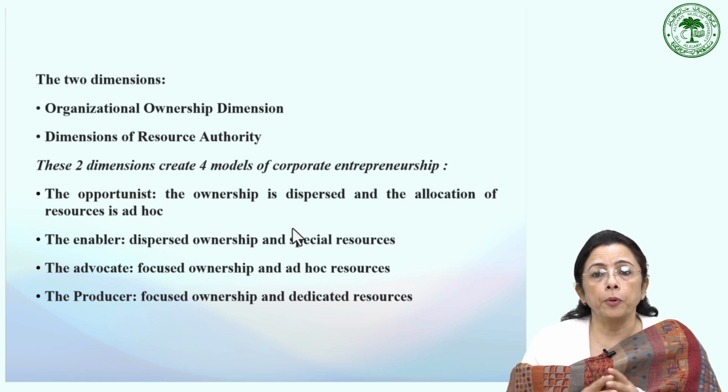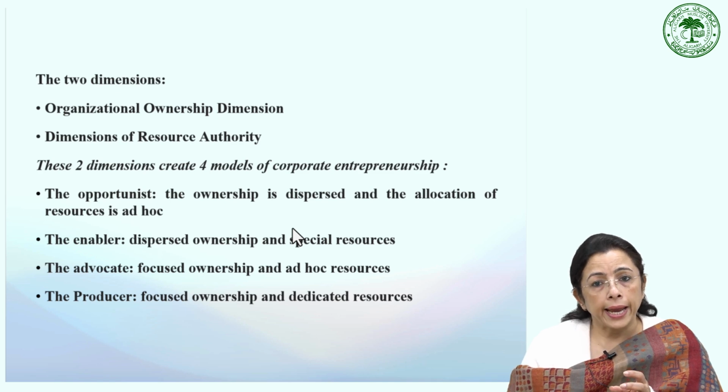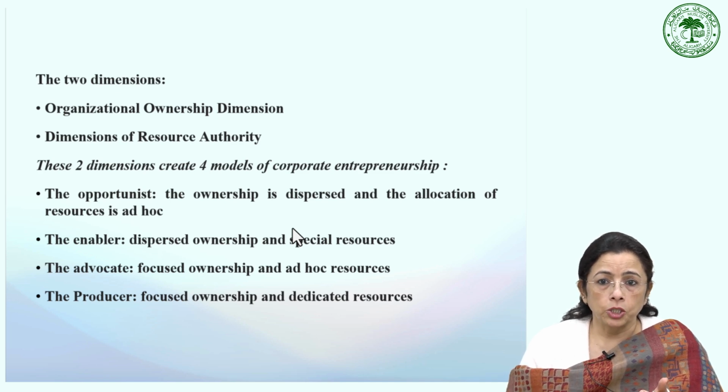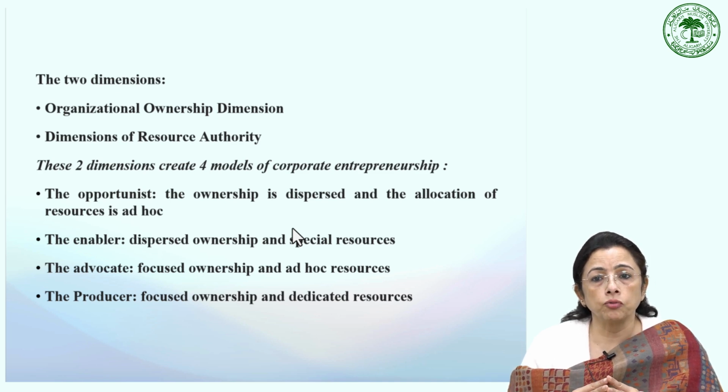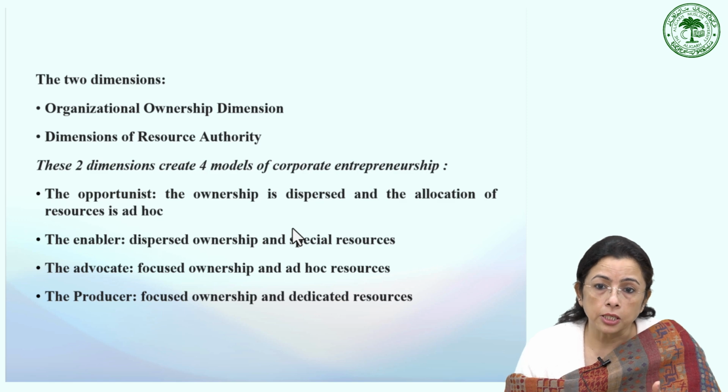The opportunist is one of the several models used in the development of corporate entrepreneurship. This model assumes that corporate entrepreneurship occurs accidentally, mainly due to unexpected business opportunities. So the 2 dimensions are, first, the organizational ownership dimension, which refers to the level of control and decision-making authority that employees have within an organization. It relates to the degree to which employees feel a sense of ownership and responsibility towards the organization and its goals.